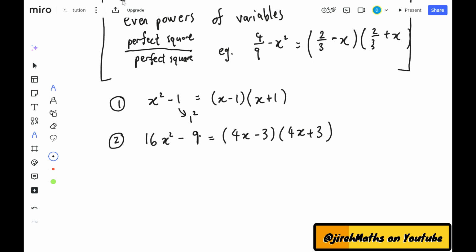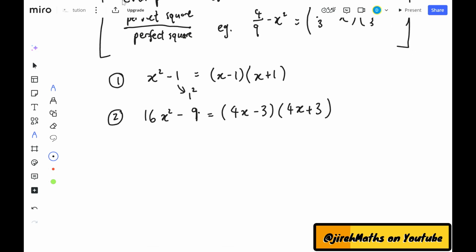The next is when you have to take out a common factor before you do difference of squares. So let's assume we had 8 minus 2m squared. Now both 8 and 2 are not perfect squares, but they do have a common factor, which is 2. So I can say 2 open brackets. 2 times what gives me 8? 2 times 4. 2 times what gives me 2? It's 1, so it's minus 1m squared.